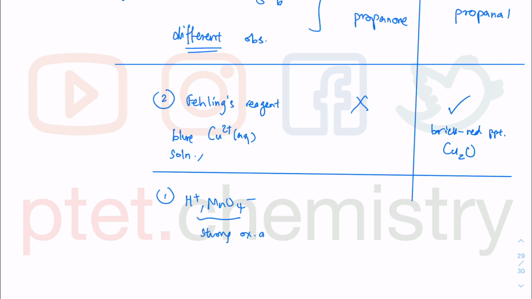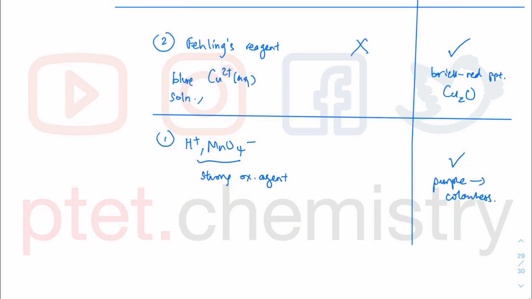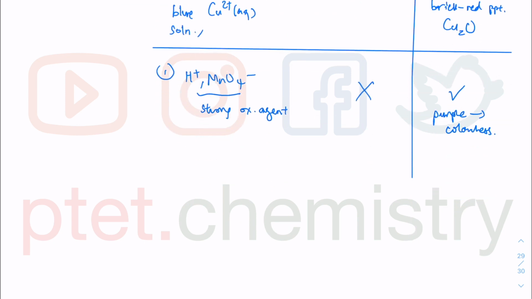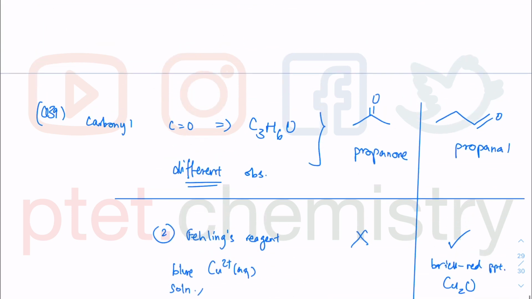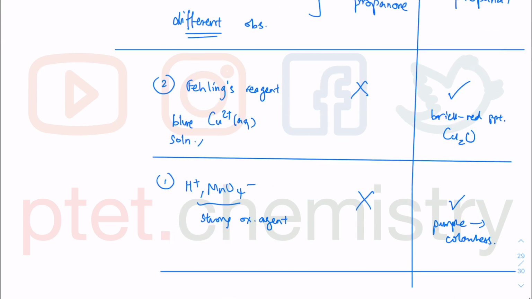Because aldehyde can be oxidized by that, you will see purple to colorless, or very pale pink, as the oxidizing agent gets reduced when you oxidize the aldehyde, and again no reaction with the ketone. If you look carefully, the carbon with the carbonyl in the ketone has no hydrogen. If you have no hydrogen, then you can't lose hydrogen on that carbon. If there's no loss of hydrogen, then you cannot oxidize it further.